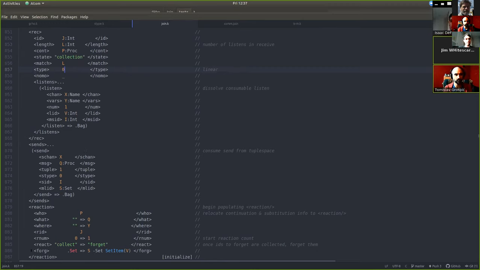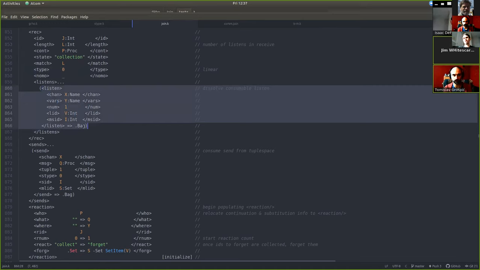Oh, right. So this forget cell down here in the reaction is essentially telling me that this listen could have matched with several different sends, right? Because remember, the way that the sends were working was they were just collecting all of the identifiers for listens that it could potentially match with. So as I'm deleting this listen, it no longer exists. I now have all of these sends that think they could potentially match with this thing that no longer exists. And so what I'm going to do is collect the ID number of that listen in this set here.